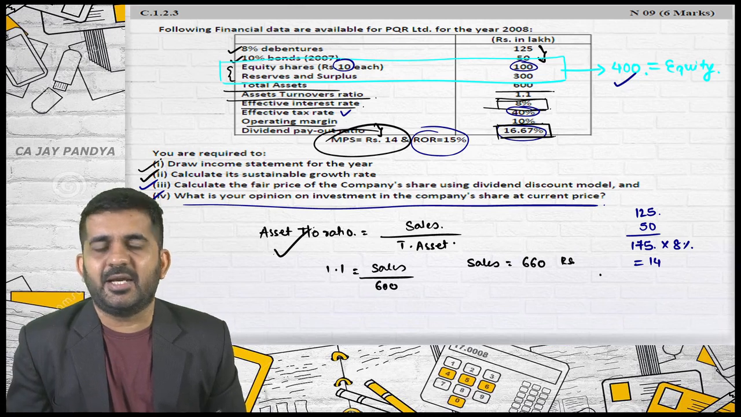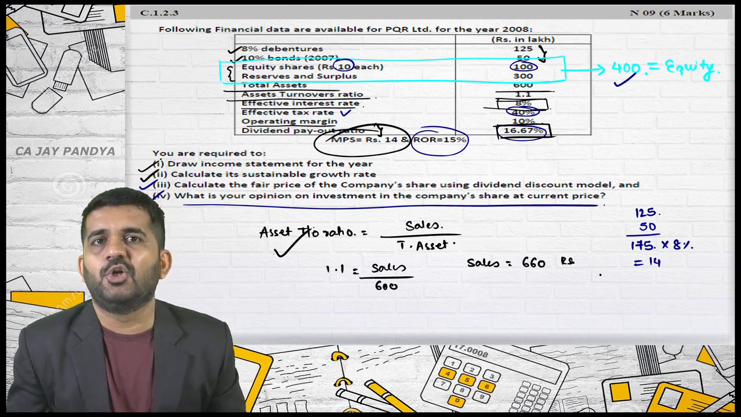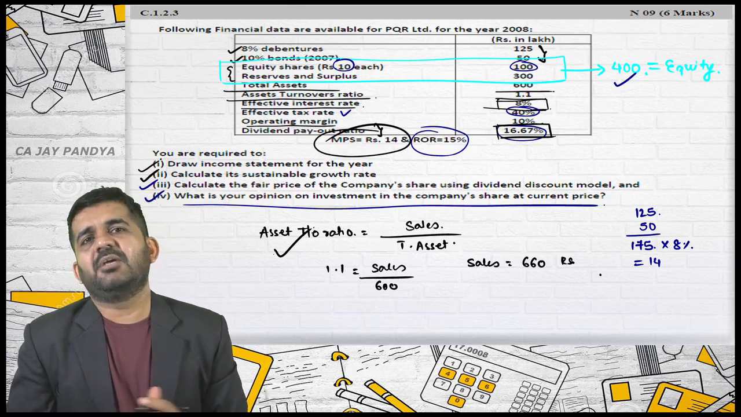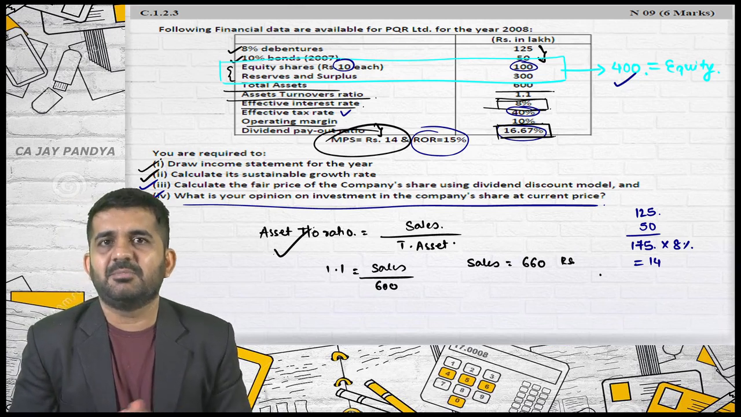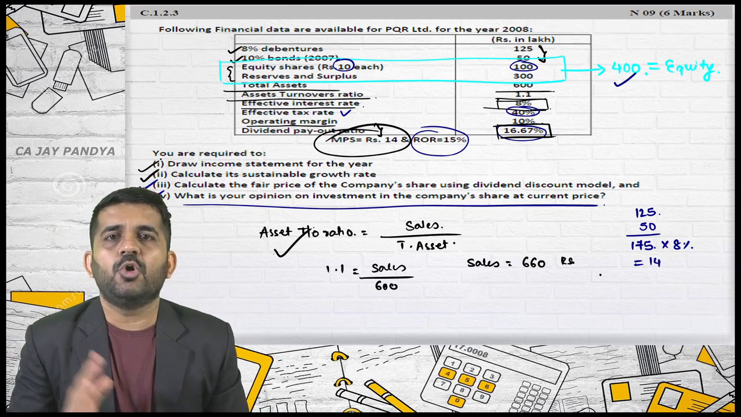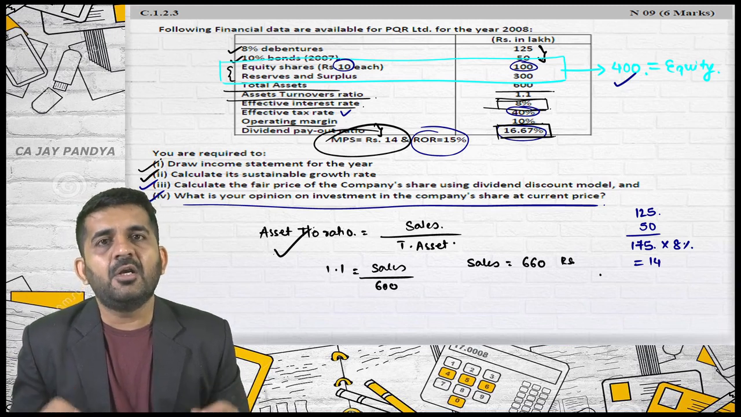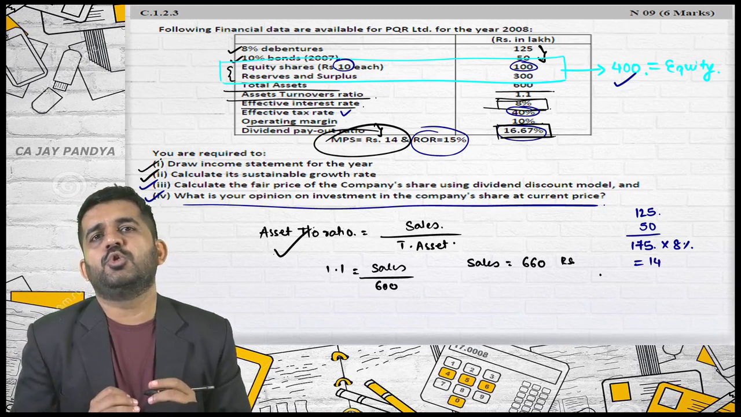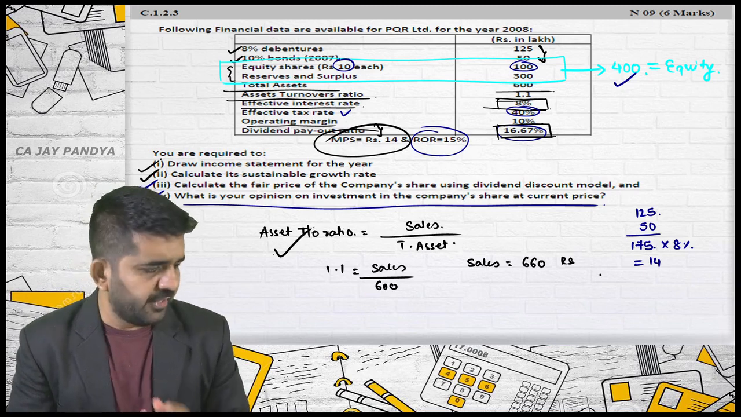Please understand, this is one question where asset turnover is used. Sometimes they will use DSCR, sometimes they'll use interest coverage. So what is advisable is to go to your intermediate books and learn and understand all the ratios which are available over there.